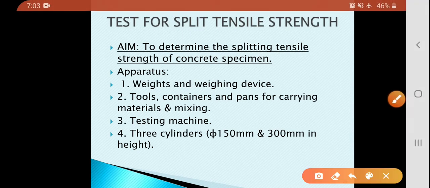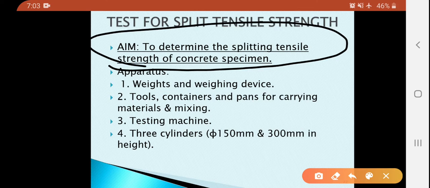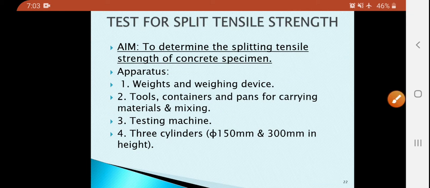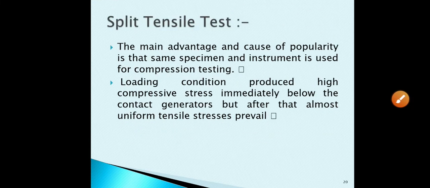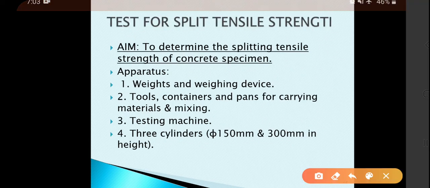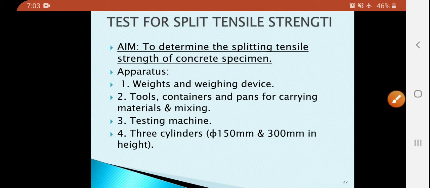Test for split tensile strength. What is the aim? To determine the split tensile strength of the concrete specimen. Apparatus: what are the apparatus used? Weights, weighing balance. The most important thing is the testing machine, which is normally used for compression testing, that you can call a CTM, and the cylinder molds having the dimensions of 150 by 300 in height.